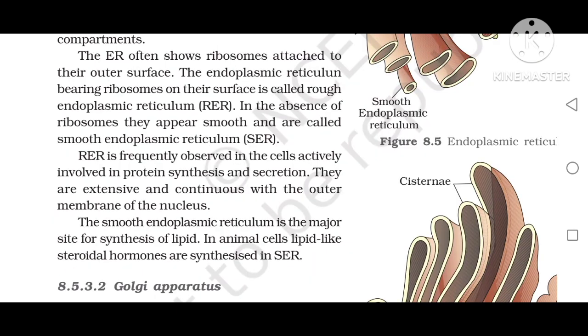RER is frequently observed in cells actively involved in protein synthesis and secretion. They are extensive and continuous with the outer membrane of the nucleus. The smooth endoplasmic reticulum is the major site for synthesis of lipids in animal cells. Lipids like steroidal hormones are synthesized in SER. Important points: RER is frequently observed in cells actively involved in protein synthesis and secretion, and is extensive and continuous with the outer membrane of the nucleus. Smooth ER is the major site for synthesis of lipids. In animals, lipids like steroidal hormones are synthesized in SER.